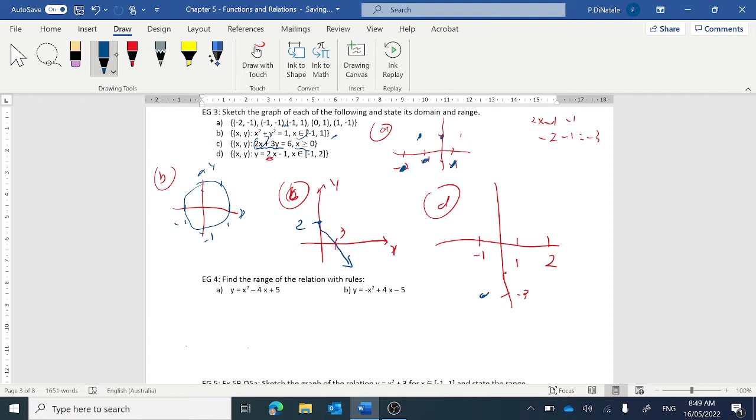And then we want to 2. So we can do 0 as well. Put 0 in there, you're going to get negative 1. So it's going to cross there.